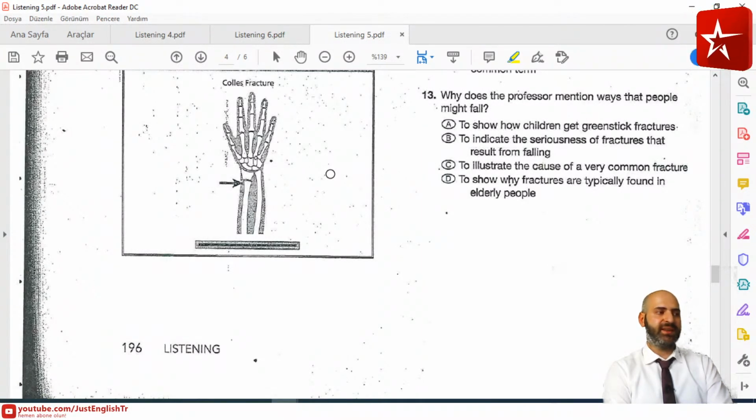Ece says C. Boys and girls, do you agree with Ece? Is C correct? I will help you. The answer is not A because green stick fracture is not about falling. He explained green stick with a different comparison. A is incorrect.